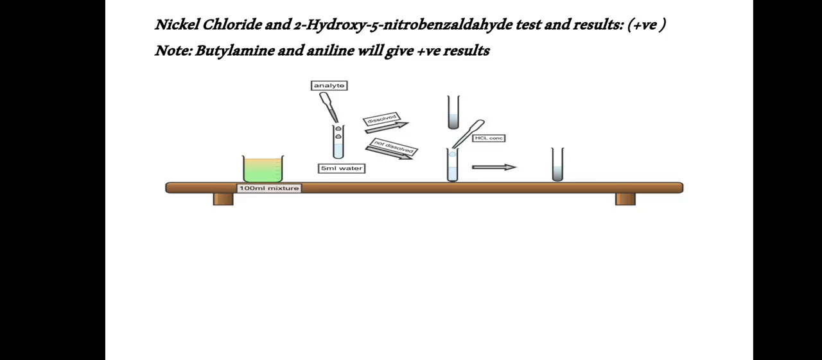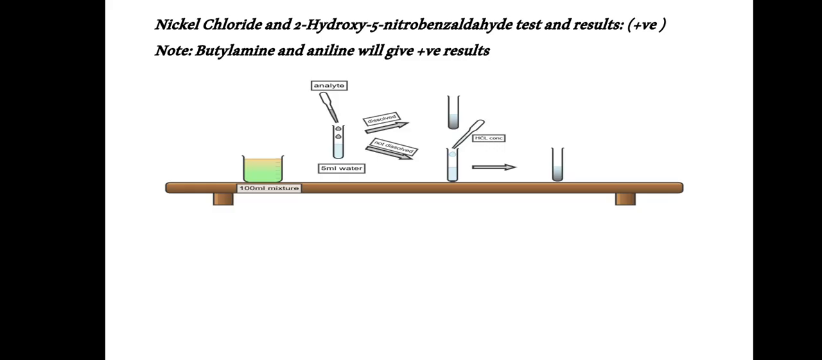Now, talking about the test, we start with the positive test. Butylamine and aniline would be perfect examples that would give positive results. Note that this test indicates primary amines. Starting with, we need to prepare a mixture of our analyte in 5 milliliters of water. If it dissolves, then it's ready to be tested.